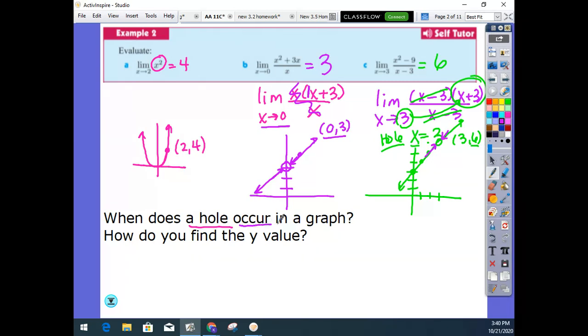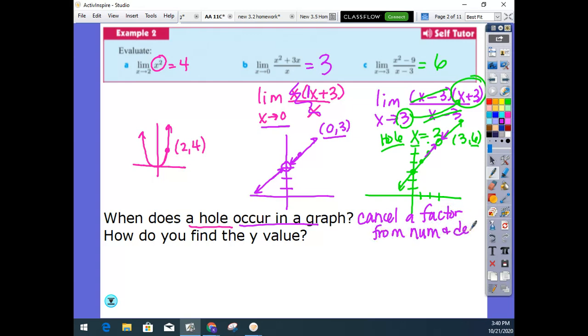So when does a hole occur? When you cancel a factor from numerator and denominator. How do you find the y value? Plug in the x value into what is left over.